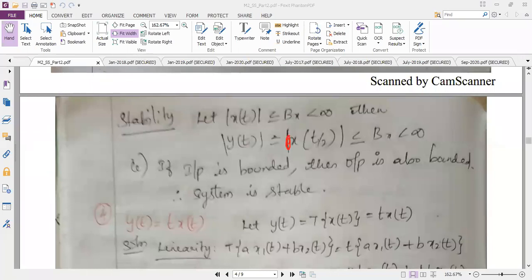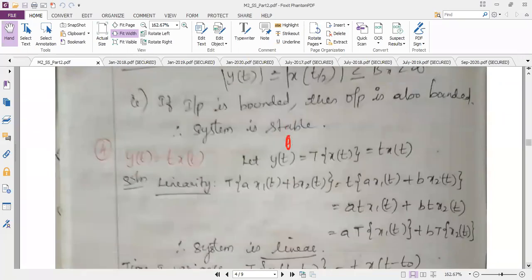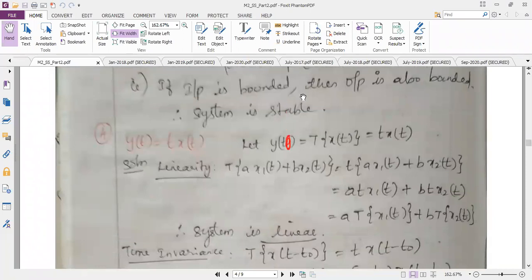So I want you to solve this fourth problem along with me. The remaining problems you can just understand and later copy down in your notes. So for this fourth problem, as I said in the previous problem, I have to keep y of t equal to T of x of t, which is, from the given question, t into x of t. Okay. So now the next step, for linearity, I have to write on the left hand side T of a x1 of t plus b x2 of t.